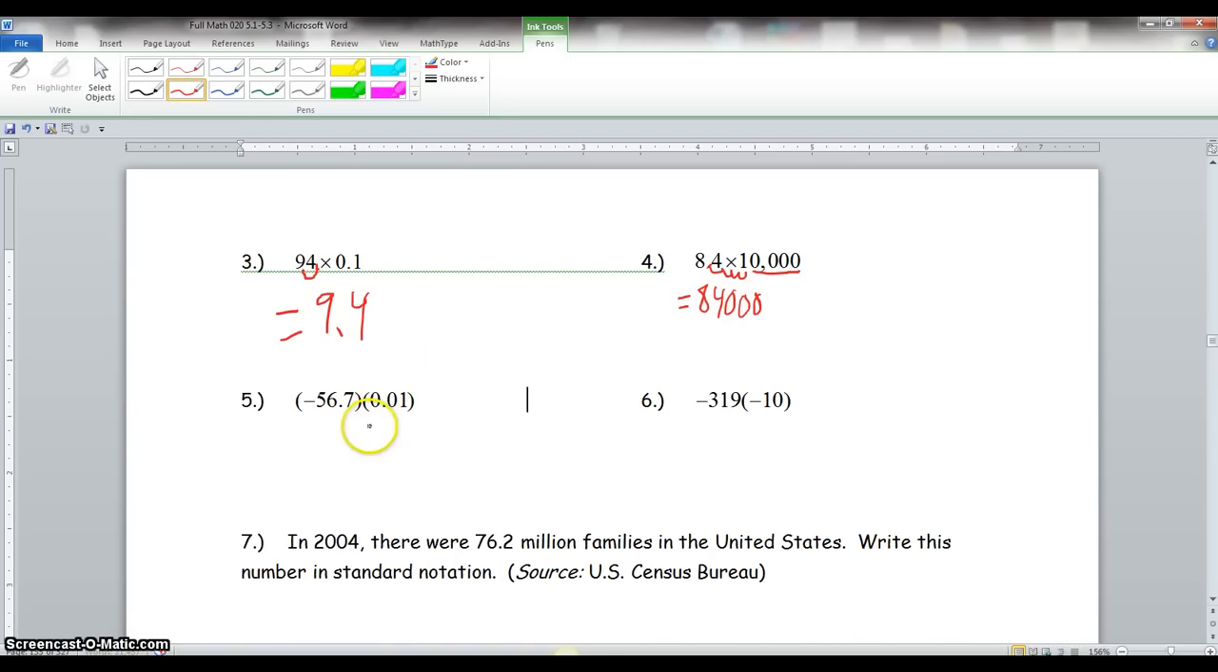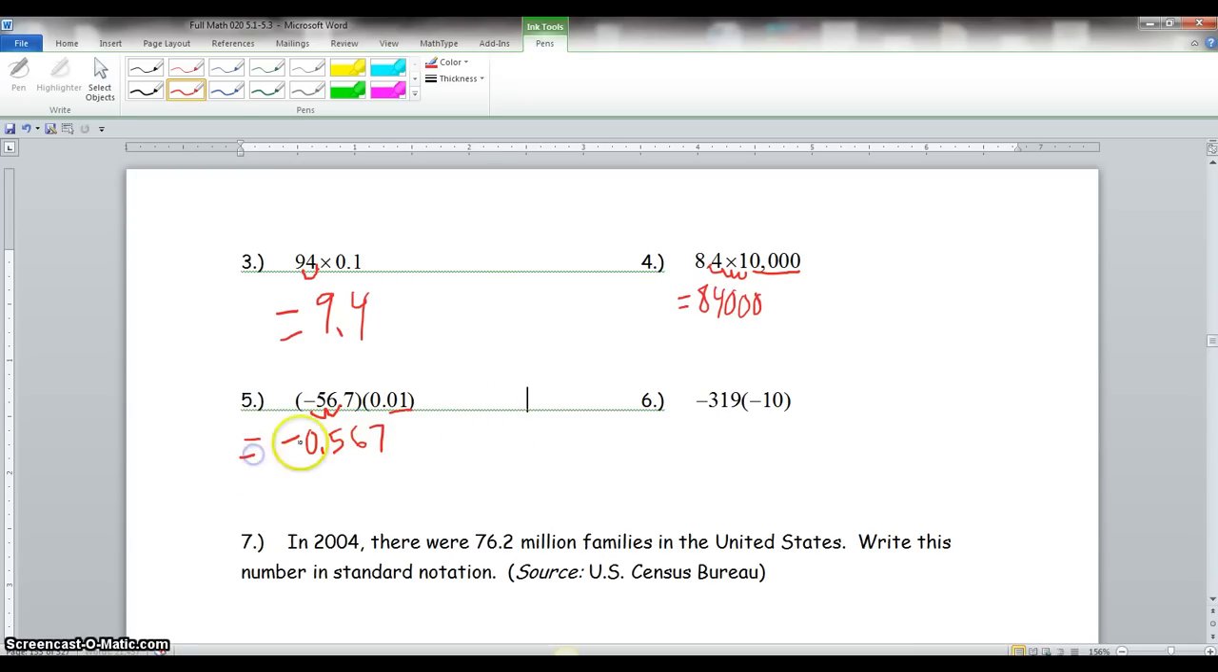Okay, now, number 5. Now, if you notice here, we have 0.01 behind the decimal. We have 2 places behind the decimal, and this is also a power of 10. So when we have these 2 digits behind the decimal, we have to move this decimal 2 places to the left. So our final answer would be a negative 0.567.